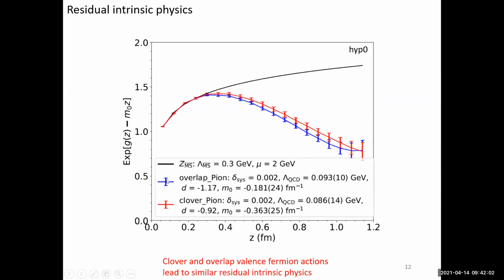Then we can make comparisons between the Clover and overlap valence fermion actions. The blue curve is calculated using the overlap valence fermion actions, and the red curve is calculated using the Clover valence fermion actions. And the results are similar to each other.